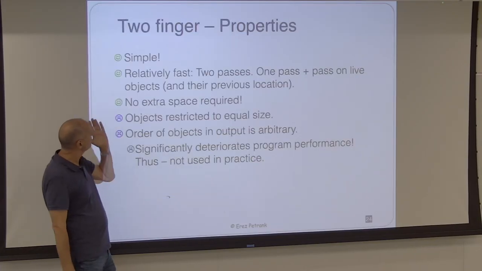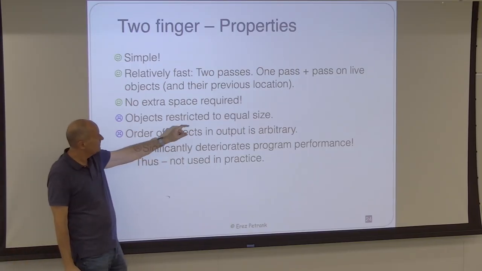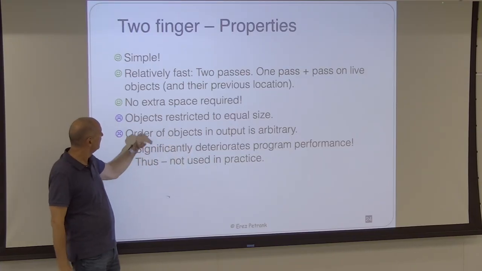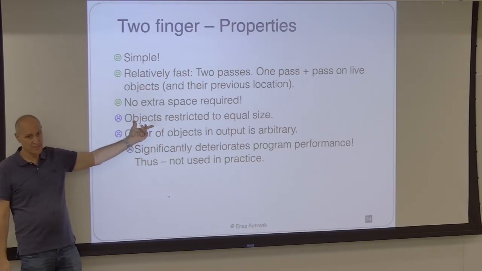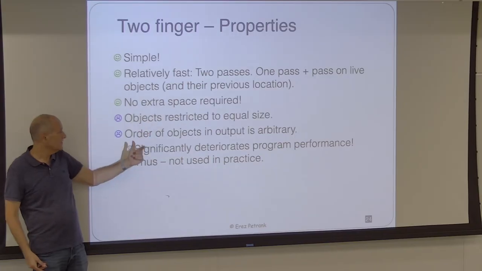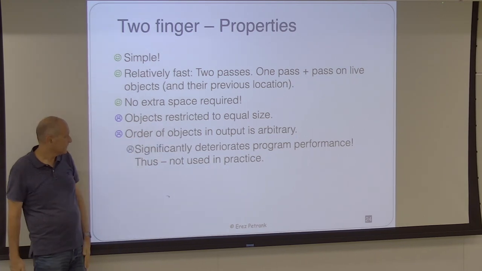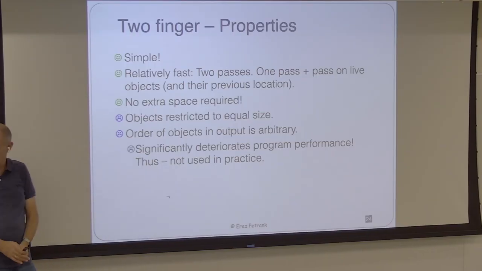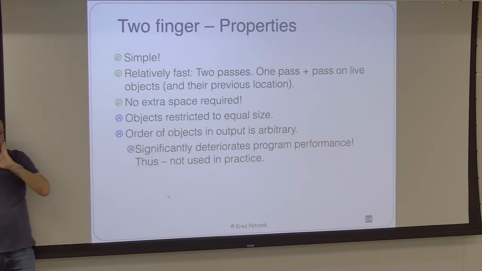Cool. So 2-finger properties, it's very simple. It's relatively fast. You have 2 passes. And the second pass is only on live objects, which is even better. But 2 passes, basically. You don't need any extra space, but the objects are restricted to equal size. And the order of objects in the output is arbitrary, which is terrible. So it significantly deteriorates the program performance. So no one will use it. Okay, so questions about the 2-finger algorithm?